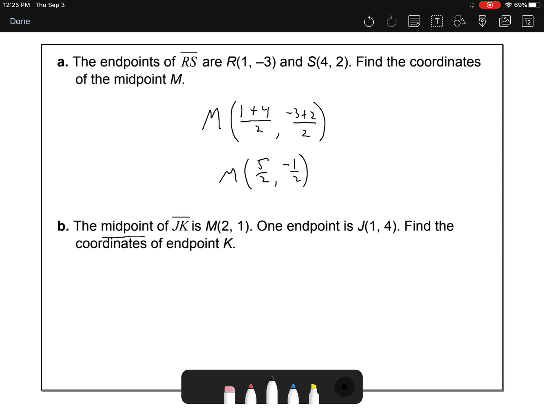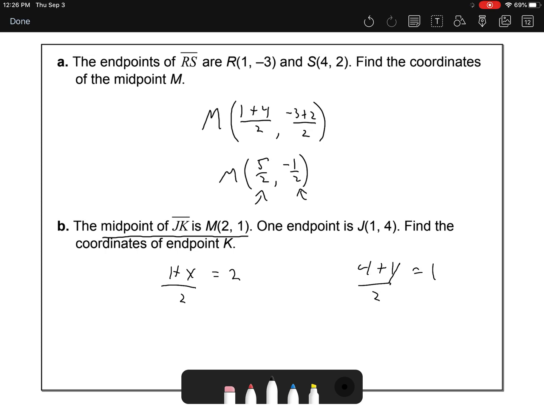Okay? Now this is where it gets a little tricky. B says the midpoint of JK is (2, 1). Now I want you to think about this. The midpoint result is the sum of the 2 x's divided by 2 or the sum of the 2 y's divided by 2. So if we know the midpoint is (2, 1), we're working backwards. The x is 2, the y is 1. Well, one endpoint is 1 for the x and 4 for the y.